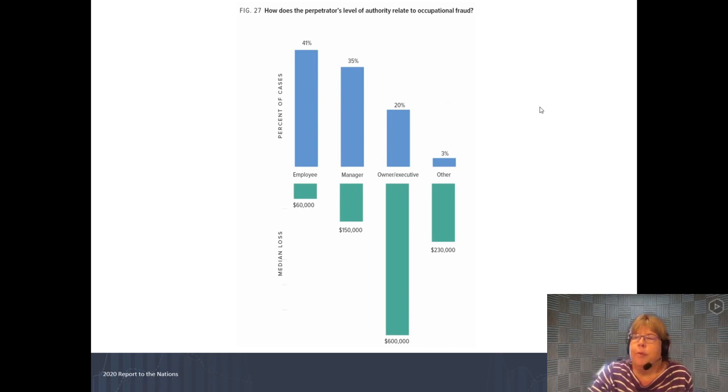All right, so a little bit more about the perpetrator. What level of authority are they committing? 41% are employees versus 35% manager and 20% executive or owner. So that's the number of cases. But the median loss is significantly higher for owner executives than for non-manager employees. So 600,000 for owner versus 60,000 for the employees.